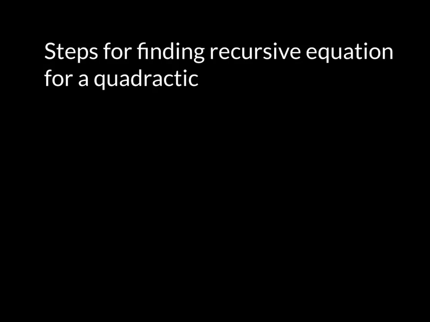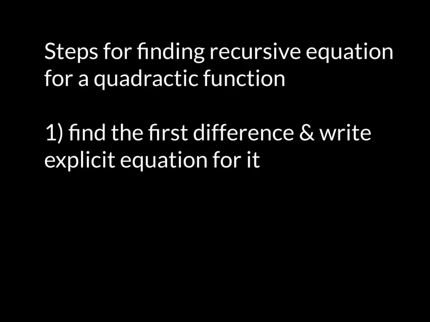So let's summarize everything that we've done to list the steps that we need to go through to find the recursive equation for a quadratic function. First, we find the first difference of our data and we write the explicit equation for it. Because the first difference, or the rate of change, is linear in nature, we would get some sort of equation like 2n minus 1 or 14n plus 17, whatever it takes to fit the data for the first difference.